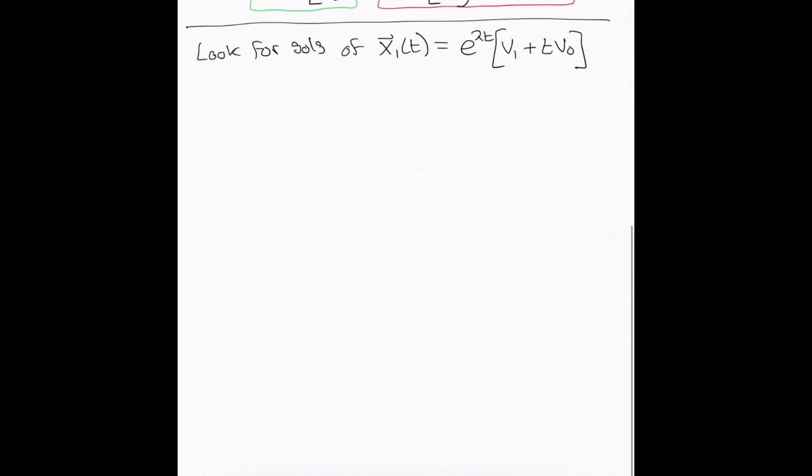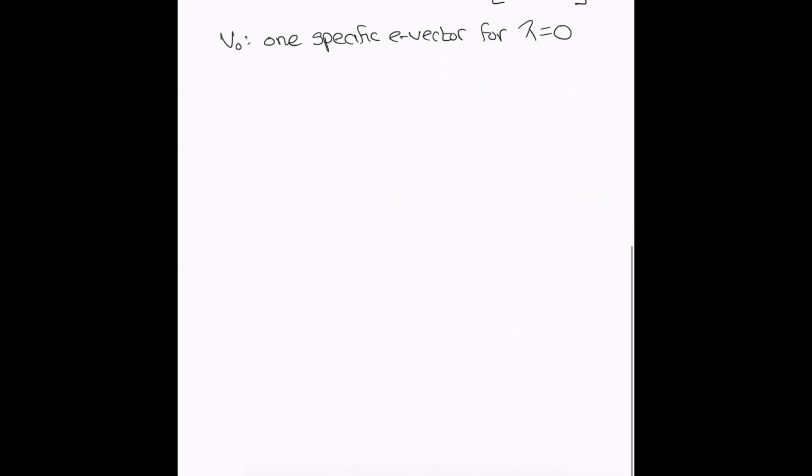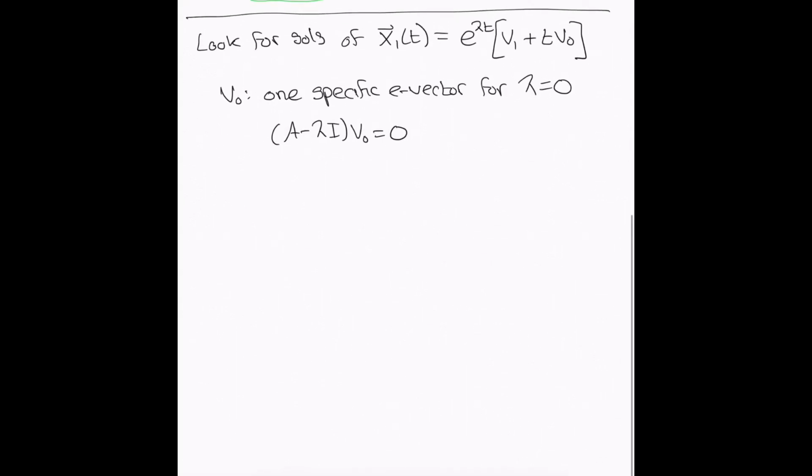Okay, so how do we find what v naught and v1 are? Well, v naught is just one specific eigenvector for that particular eigenvalue that's giving you trouble. So lambda equals 0 is giving us trouble. And so then just by definition, that means that A minus lambda I times v naught is going to give me 0. That's just a definition of an eigenvector, right? But we don't really know what v naught we should choose, right?